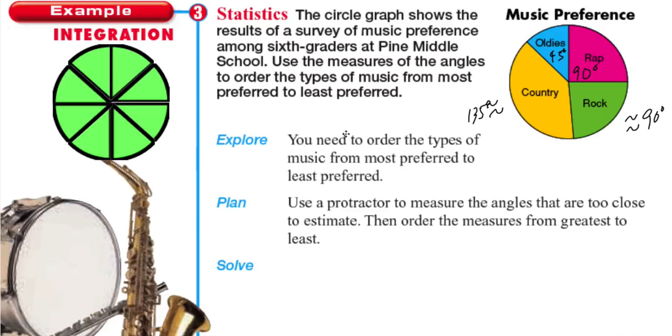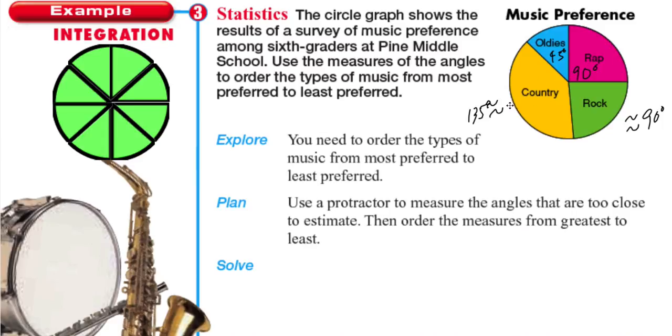Okay. Use the measures of the angles to order the types of music from most preferred to least preferred. Now, if you look at this carefully, the most preferred will be country, so we don't have a problem with that. The least preferred will be oldies. The problem that we have is that rap and rock are approximately 90 degrees. So we want to measure the exact angle for rock and rap.